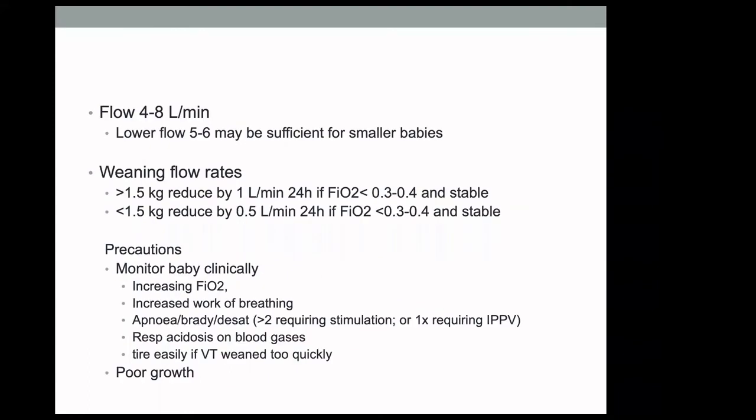So the amount of flow that's delivered through the Vapotherm is 4 to 8 liters per minute, and lower flows may be sufficient for smaller babies. In terms of weaning the flow, if you have a larger infant, you would reduce the flow by 1 liter a minute, and this is only if the oxygen requirements are less than 30%. If you've got a smaller baby of less than 1.5 kilos, then you would reduce the flow rates more slowly, reducing by 0.5 liter a minute if you've got low oxygen requirements and the baby is stable with good gases.